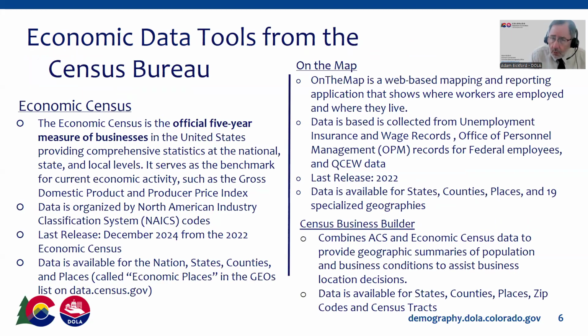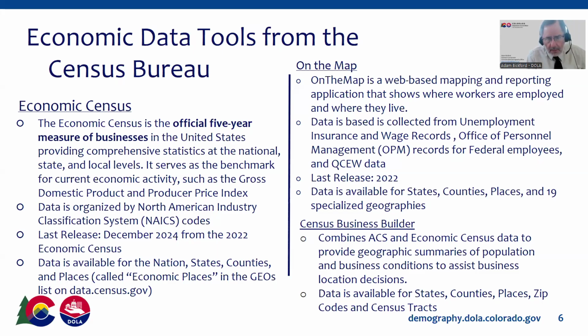So we're going to talk about three tools in particular here. The first one is the economic census. This is a 5-year census that's conducted of businesses in the United States. It provides information at the national level and then state and local levels, and it provides a benchmark for multiple tools, including the gross domestic product and the producer price index. This information is laid out by the NAICS codes, the standard industry classification. This data is released every 5 years. The last and most current data is from 2022, and it's available at basically 4 geographies: nations, states, counties, and places. And we'll talk a little bit about how you get that information in a moment.